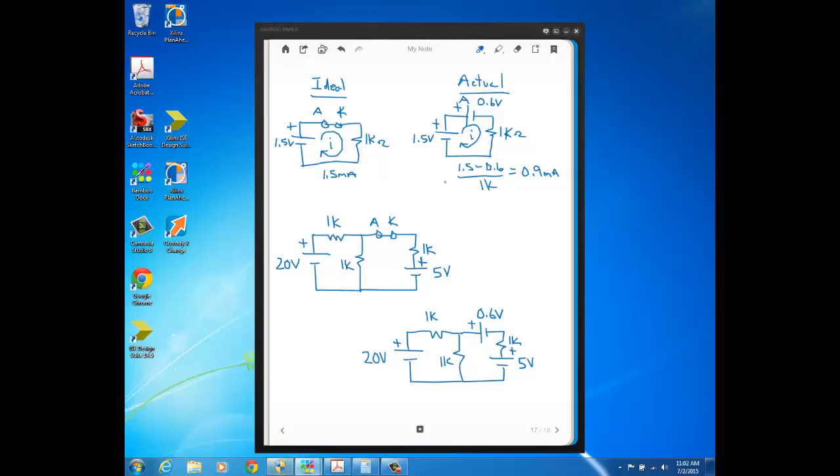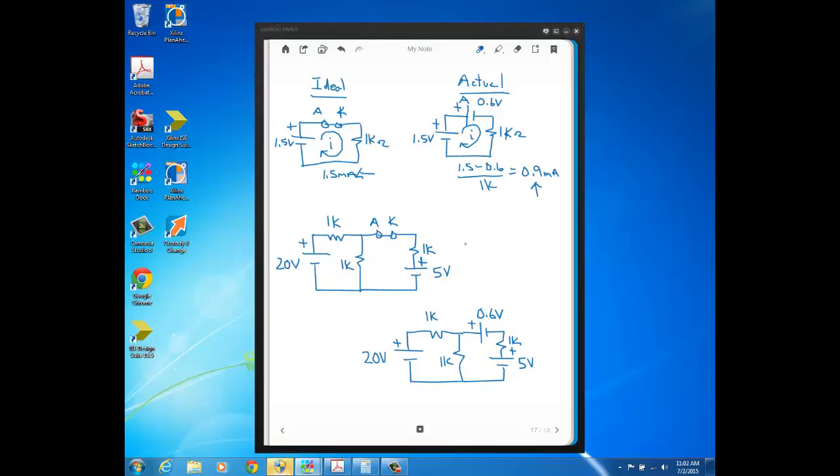Look, your forward bias ideal current is 1.5 milliamps, and your actual forward bias current is 0.9 milliamps. And that's always going to be true. It's always going to be true that your actual forward bias current is going to be less than your ideal forward bias current, because in the ideal case, you don't account for the drop. So it makes sense that the ideal should be more. That's always a check you can do, because if you end up with more current in your actual case than in your ideal, you know something's not right.